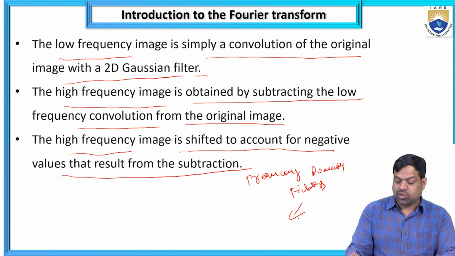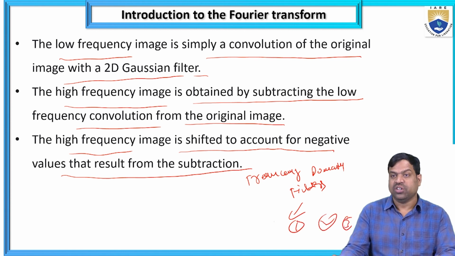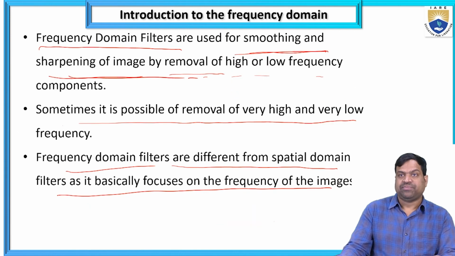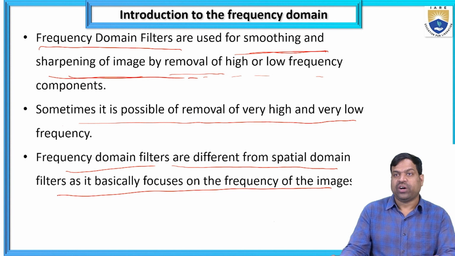These frequency domain filters are majorly of two types. There are three types, but majorly two are used: smoothing and sharpening filters. Smoothing and sharpening are majorly used for removal of high or low frequency components, but there is also the possibility of removal of very high and very low frequencies. Frequency domain filters are different from spatial domain filters, and basically focus on the frequency of the images.